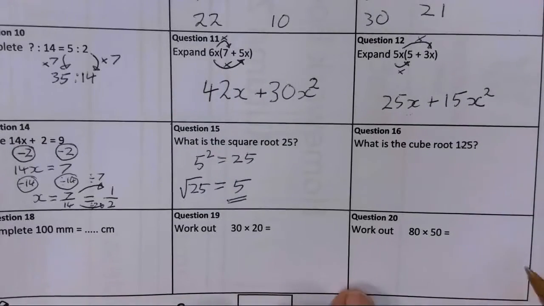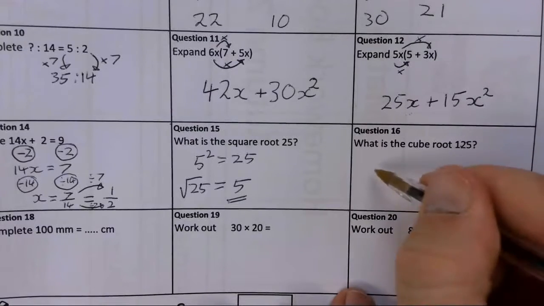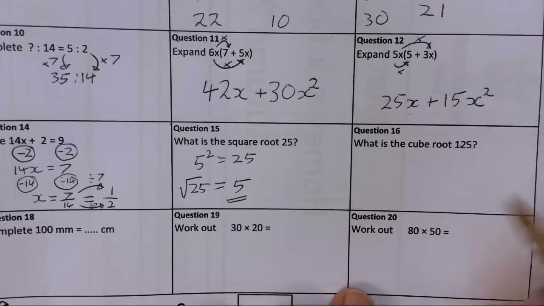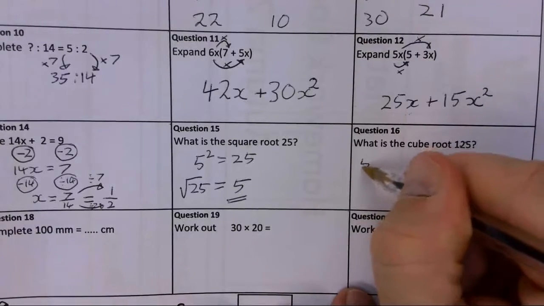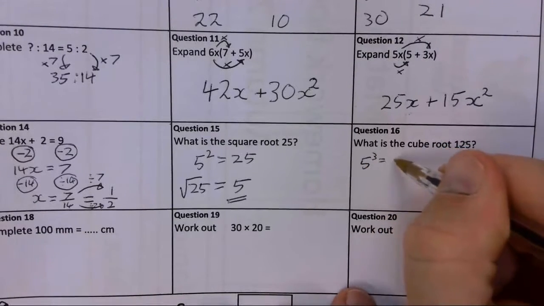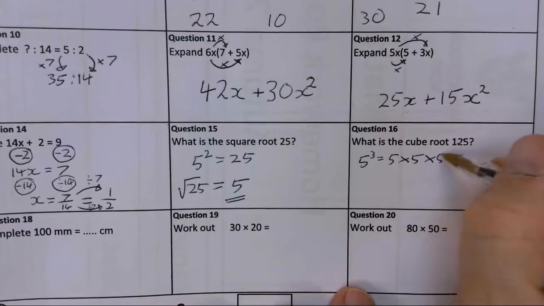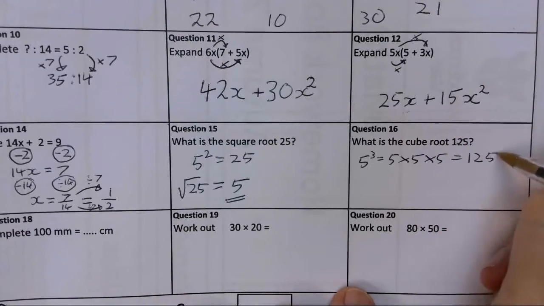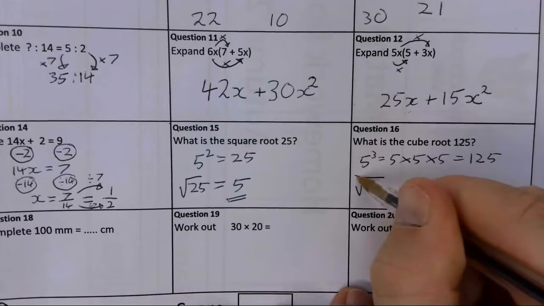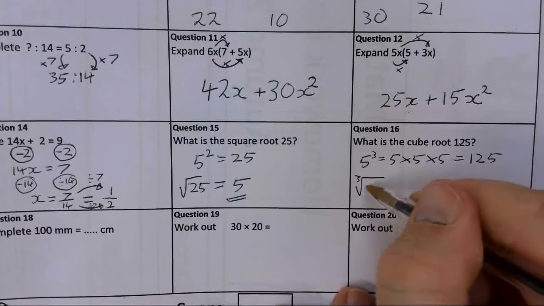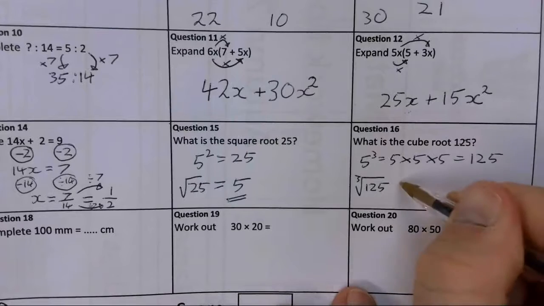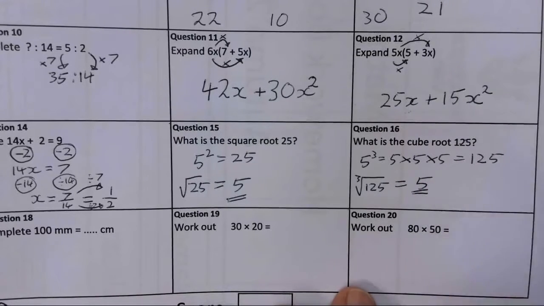The cube root undoes a cubing. This is tricky, right? So what times by itself 3 times is 125? The answer is it's 5. 5 cubed is equal to 5 times 5, which is 25, times by 5, which is 125. So the cube root, which I would write like this, of 125 is equal to 5.